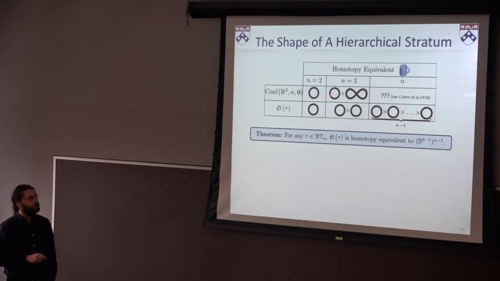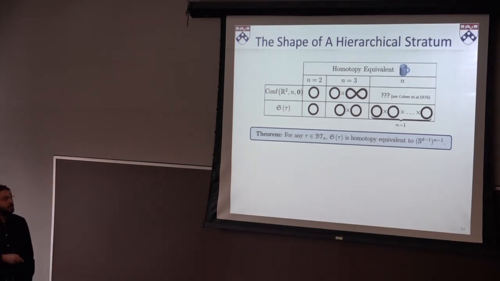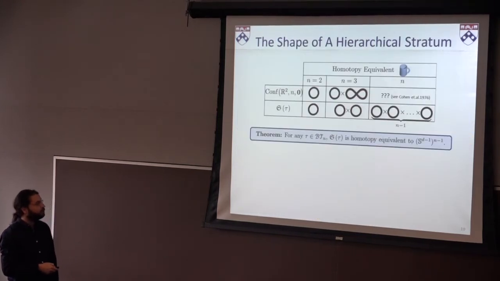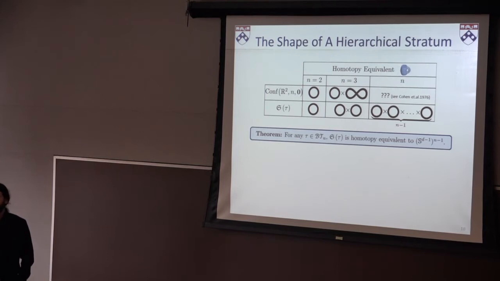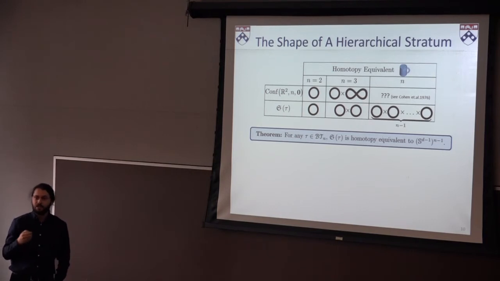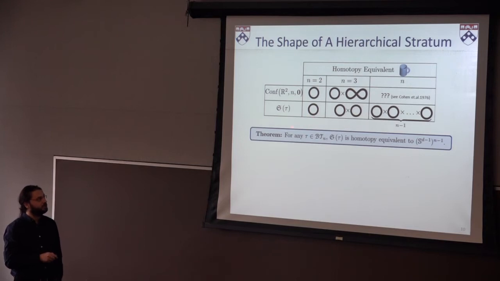And when you have three agents, the configuration space is going to have the homotopy type of a product of a circle with a figure 8. The circle comes from the rotation, and for the figure 8, you can have the third agent located at any place other than these two locations, so it has the homotopy type of a figure 8. When you want to go further, it is really complicated. There is a huge literature in math looking at this problem. But when we look at the hierarchical stratum, we see a nice pattern.